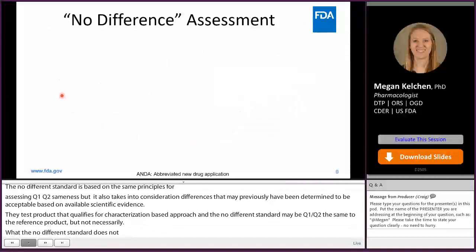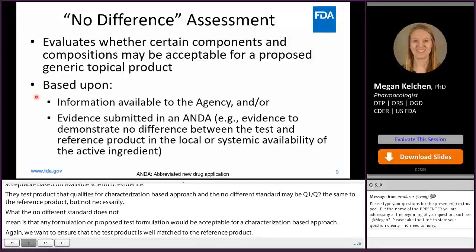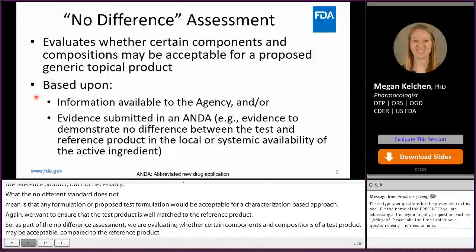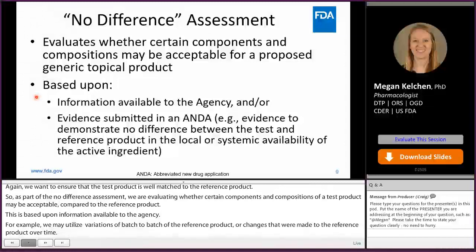So as part of the no difference assessment, we are evaluating whether certain components and compositions of a test product may be acceptable compared to the reference product. And to do this, this is based upon information available to the agency. For example, we may utilize variations of batch to batch of the reference product or changes that were made to the reference product over time. This also may be based on evidence submitted in an ANDA. For example, evidence to demonstrate no difference between the test and reference product in the local or systemic availability of the active ingredient.